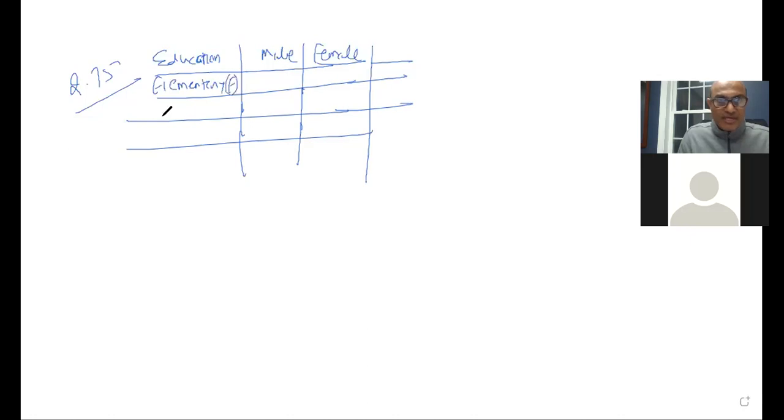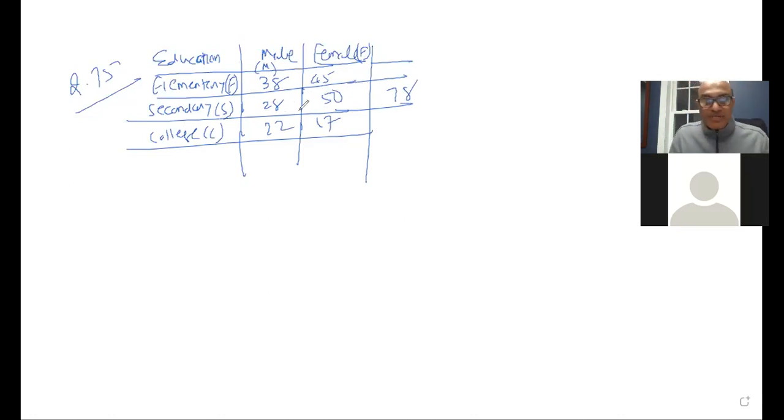Elementary, I would like to write E, secondary S, college C, male M, female F. Right, numbers are 3845, 3845, then I have 2850, then I have 2217. You can see over here, here I have 78 numbers, right?